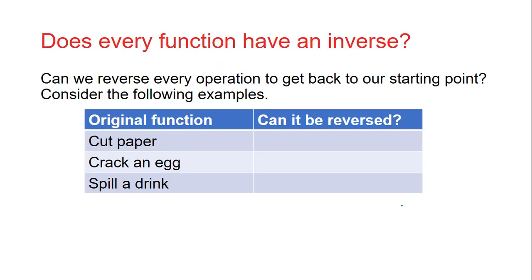So does every function have an inverse? Can we reverse every operation to get back to our starting point? Well, in real life, there are things that we can't undo. For instance, if we cut a piece of paper, you cannot get it back to its original form, right? I mean, you can tape it up and glue it, but it's not going to be the original piece of paper. If you crack an egg, you can't undo that to get the egg back into the shell. If you spill a drink, right, you can't get it back into the drink in the way that it was originally. So not every operation can be reversed. Likewise, not every mathematical function has an inverse function.